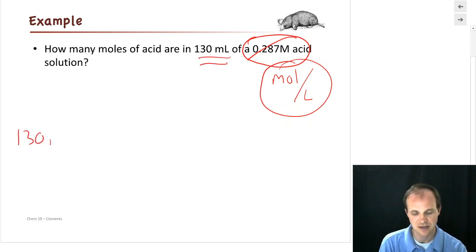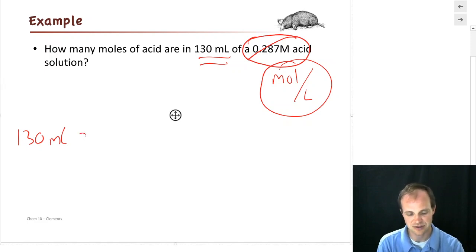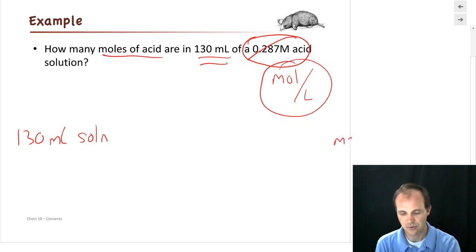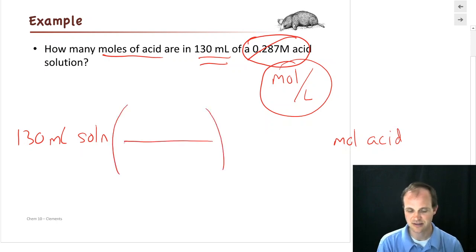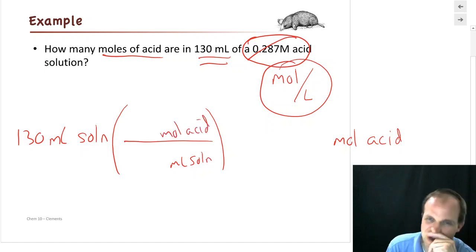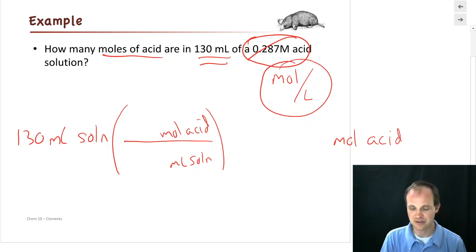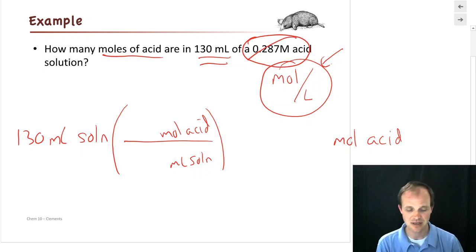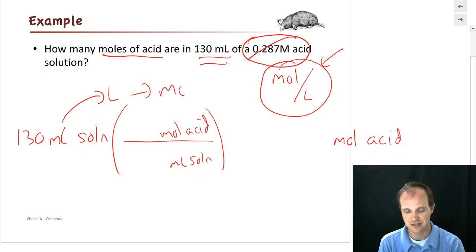So we have 130 milliliters of what? Of a 0.287 molar acid solution. So it's 130 milliliters of solution, and we want to find moles of acid. So if we didn't know exactly what to do, we'd set this up. We'd put milliliters of solution. We'd put moles of acid. And we'd think to ourselves, well, I've got a problem here. I don't know how many moles of acid are in milliliters of solution because I know molarity is moles per liter. So maybe there's another step I have to do of converting these milliliters to liters to moles.